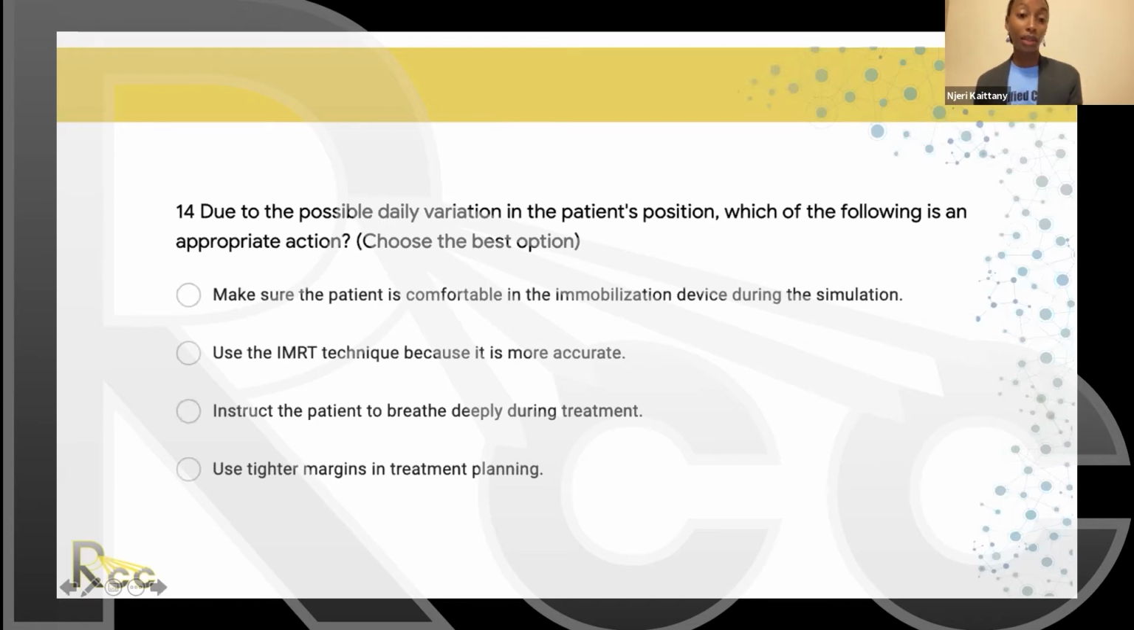Due to the possibly daily variation in the patient's position, which of the following is an appropriate action? Make sure the patient is comfortable in the immobilization device during simulation. Use the IMRT technique because it's more accurate. Instruct the patient to breathe deeply during treatment. Use tighter margins in treatment planning. I'll just give you a second there to think about the best option. Okay, and we can show the answer.